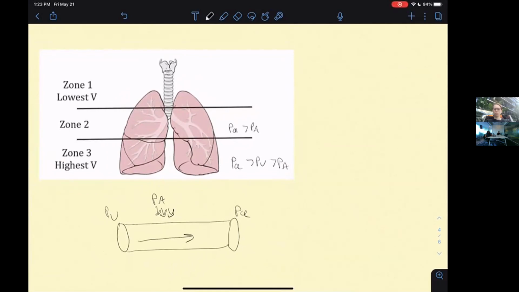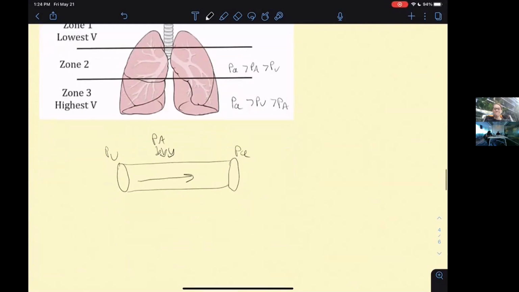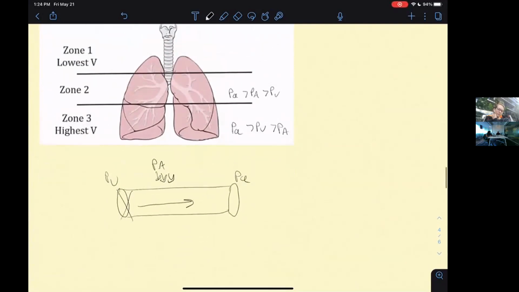Do we know why blood flow can still happen in this part of the lungs, even though alveolar pressure is greater than venous blood pressure? Because if you think about it, if alveolar pressure presses down on the venous side, it's going to collapse, right? Yeah, right, good job. It's because when your right ventricle contracts.